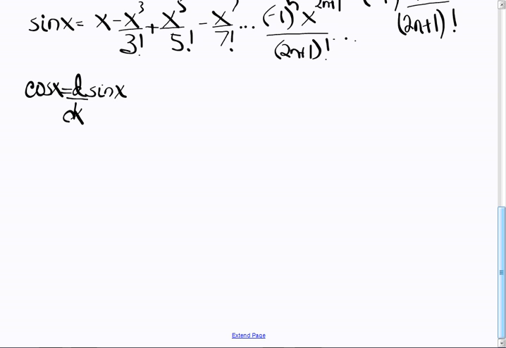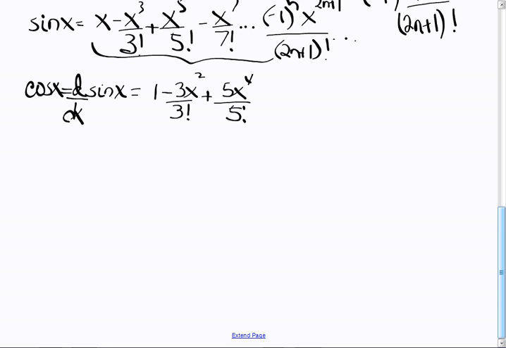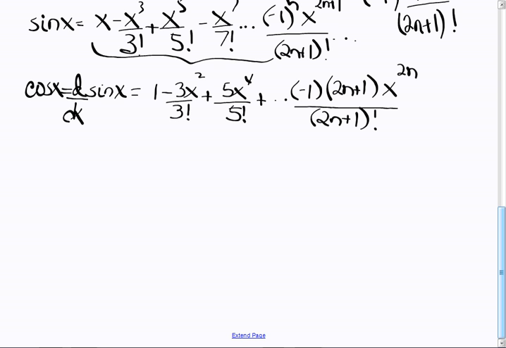Okay, Michael, you can find the cosine the way you did in your lab. I'm not going to do that with derivatives. It's the derivative of the sine. So what's the derivative of this power function? 1 minus 3x squared over 3 factorial plus 5x to the 4th over 5 factorial, and minus 1 to the n, 2n plus 1 x to the 2n over 2n plus 1 factorial. I'm not going to reduce yet.